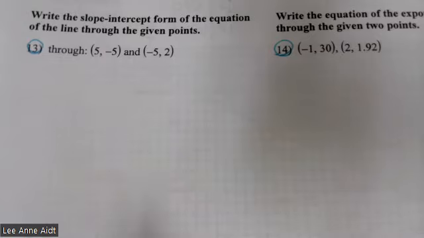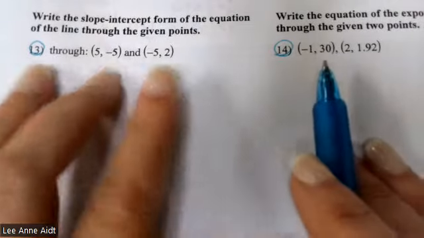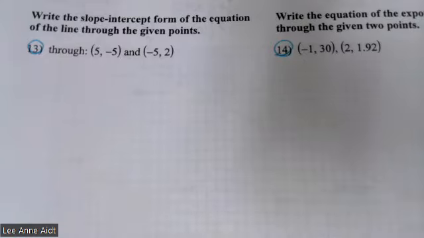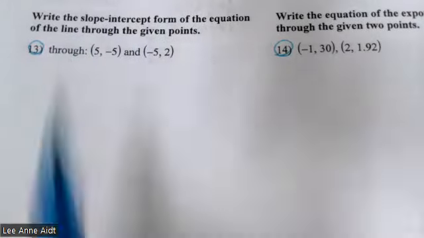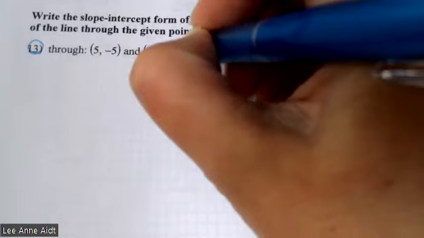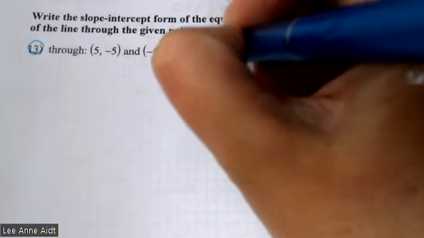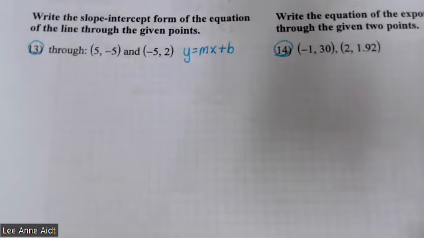These two problems look really similar. They give you two coordinates, but we have to figure out what style they are from the directions. This one says slope-intercept form. Slope-intercept form is y equals mx plus b.